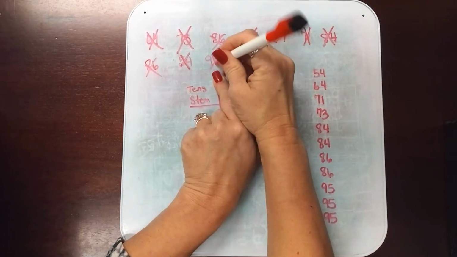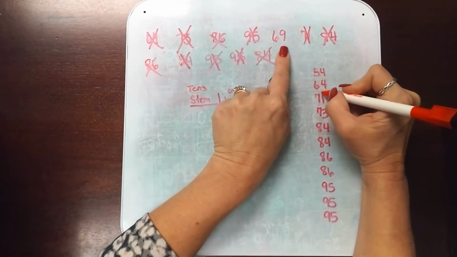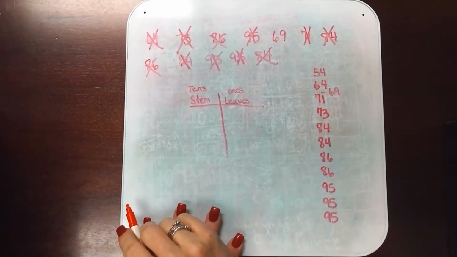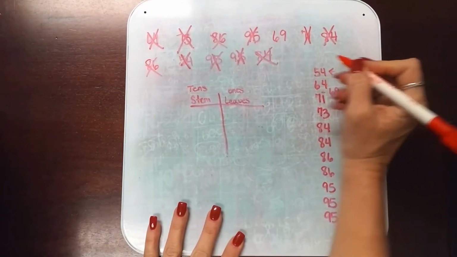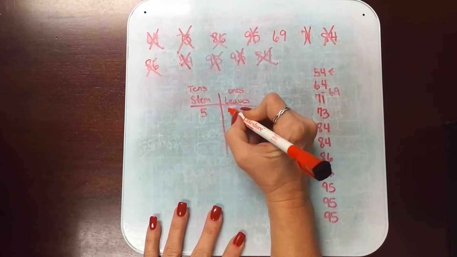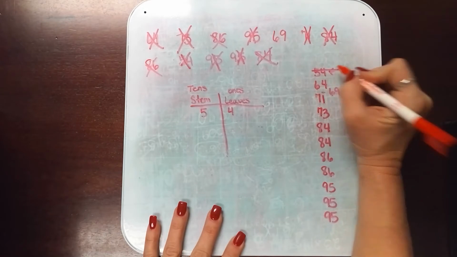95. And I missed 69, but now that I did it that way, I could see it. So there's 69. Okay. So the only test score I have in the 50s is 54. So I'm going to put my stem of 5 and my leaf of 4. So that one's taken care of.